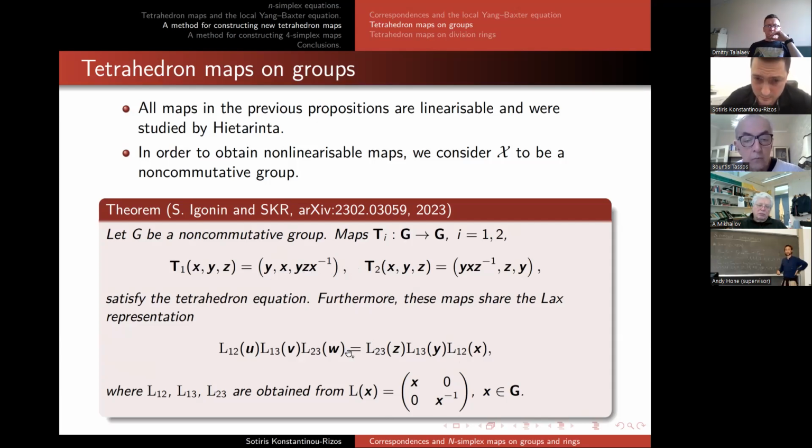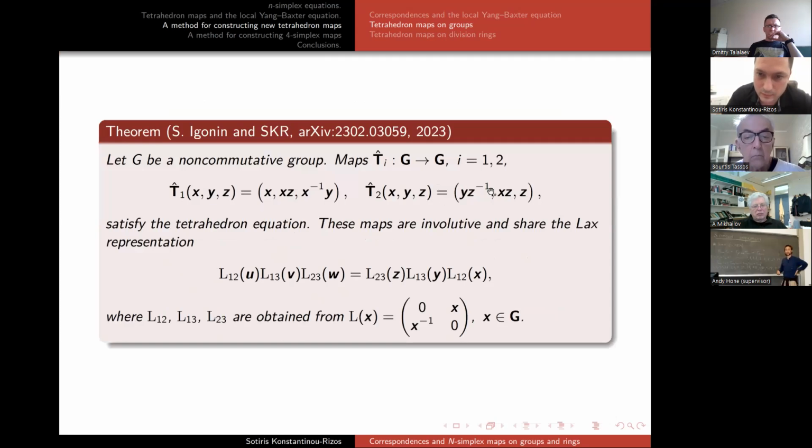They have this Lax representation, and also if you take the second matrix that I showed earlier with elements on the anti-diagonal, you get these two maps on non-commutative groups again. These are non-linearizable, so you cannot linearize them to obtain Hietarinta's maps.